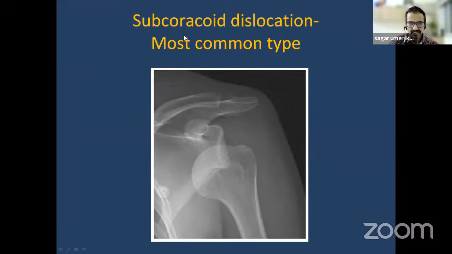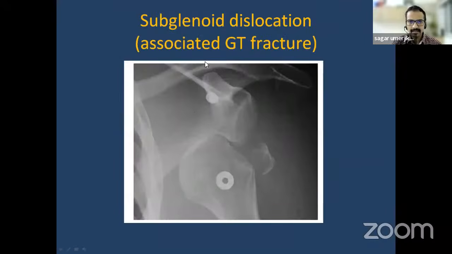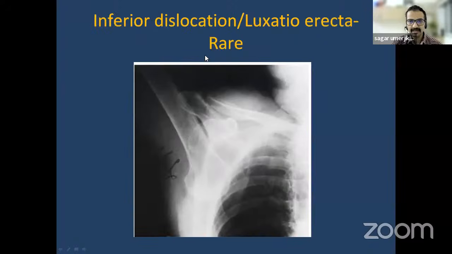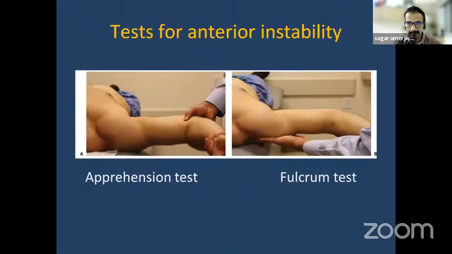So the anterior dislocation, most common variety is a subcoracoid type and reduction is relatively easy. Then there is a subglenoid variety which is mostly associated with a GT fracture. Then there is inferior dislocation or luxatio erecta, which is relatively uncommon, wherein the patient presents to us with the whole arm and forearm raised overhead, not able to adduct it.